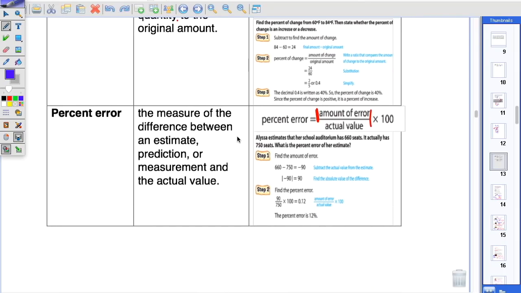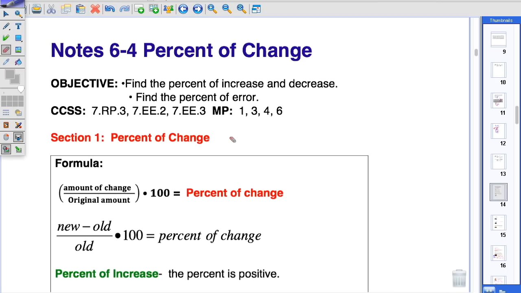And then our percent of error is the measure of the difference between an estimate, a prediction, or a measurement and the actual value. The formula is the percent of error is equal to the amount of error divided by the actual value. Take the absolute value and multiply by 100. And again, I have an example over here, finding the difference, taking the absolute value, dividing it by the actual value to give you your percent of error.